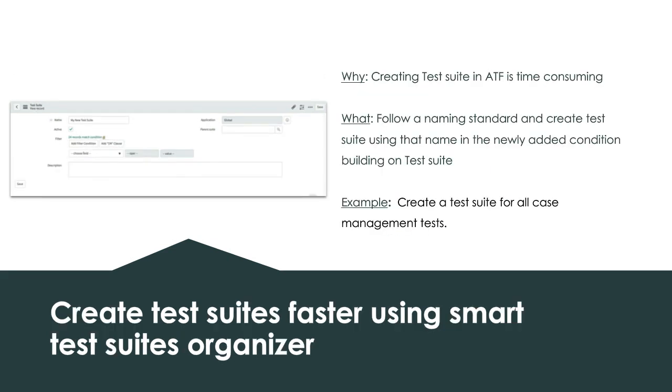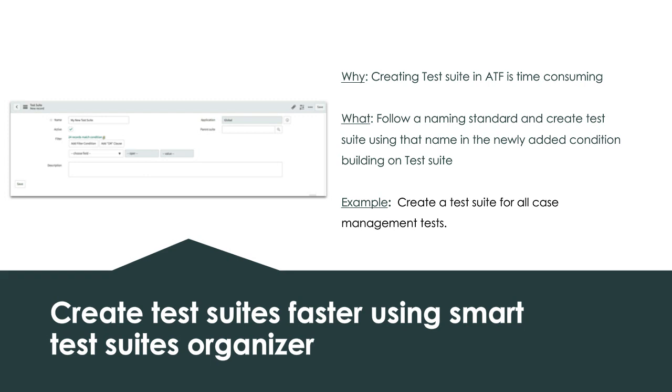Another one is create a test suite, smart suite organizer, which was basically we added a filter condition in the test suite where you can add a filter condition, and the moment you add a filter condition, we will pull all the tests which match the filter condition into that test suite. So this will help you create a suite faster. Before, you had to add one test at a time, and if you have 50 tests in a test suite, that was a lot of manual work, right?